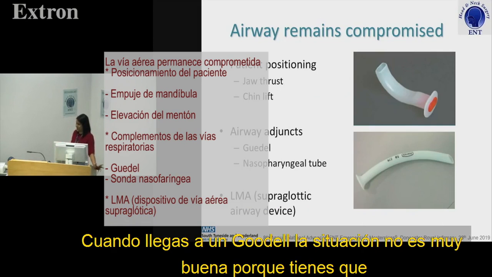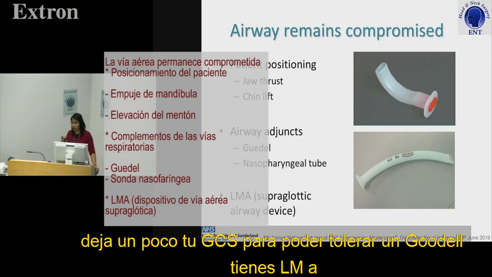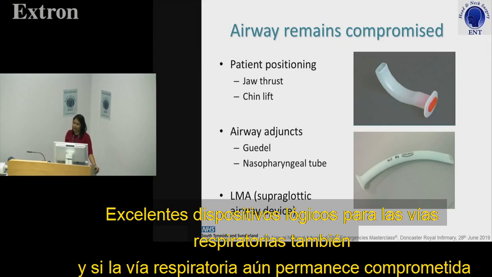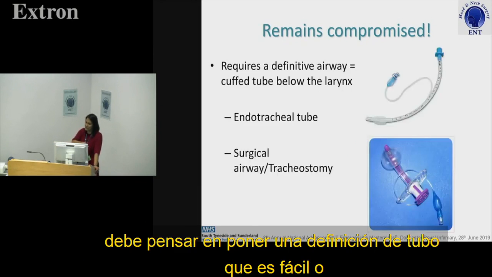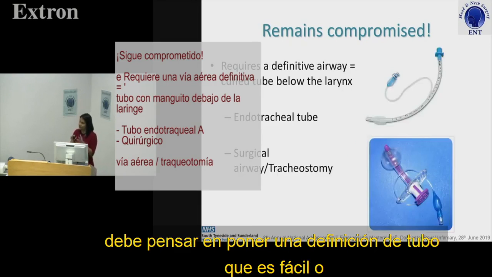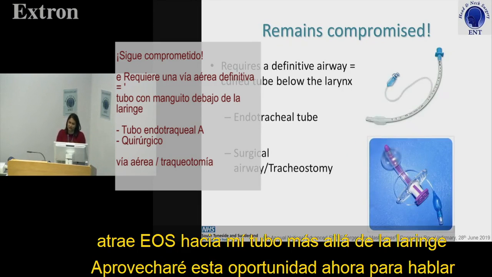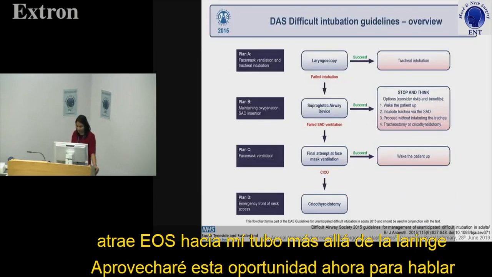By the time you get to a Goodell, the situation is not really good because you have to drop your GCS quite a bit to be able to tolerate a Goodell. You've got LMA supraglottic airway devices as well. And if the airway still remains compromised, you need to think about putting a definitive tube, which is an ET or a tracheostomy tube, past the larynx.